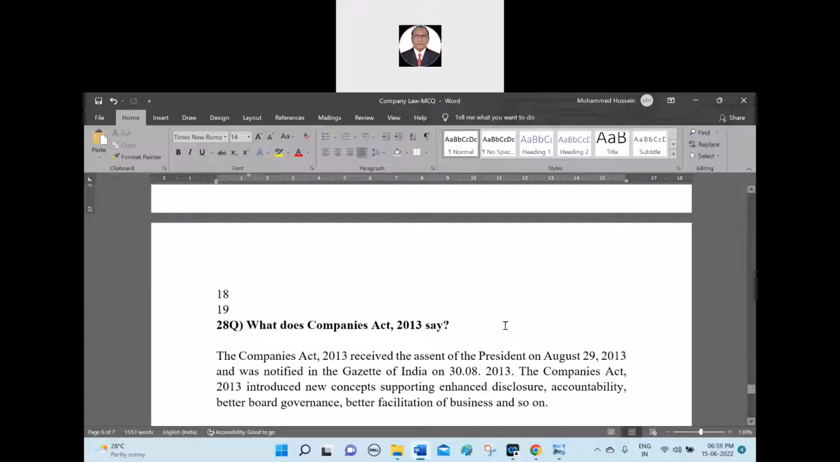Before the Companies Act 2013, supplementary question: which company law was replaced by the Companies Act of 2013? What was the earlier law? 2009, sir. Please check whether it is true. Is it 2009? Earlier, before the current company law emerged. So they may ask the question in that manner also.